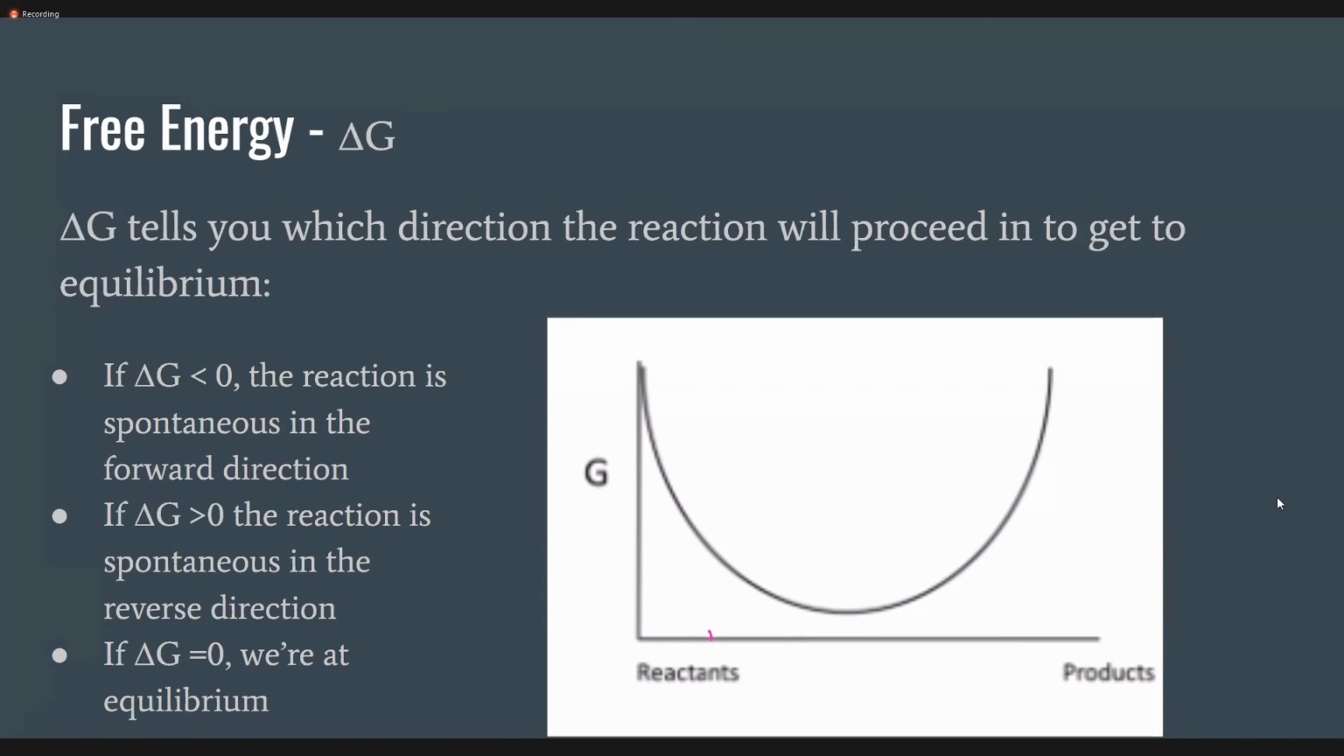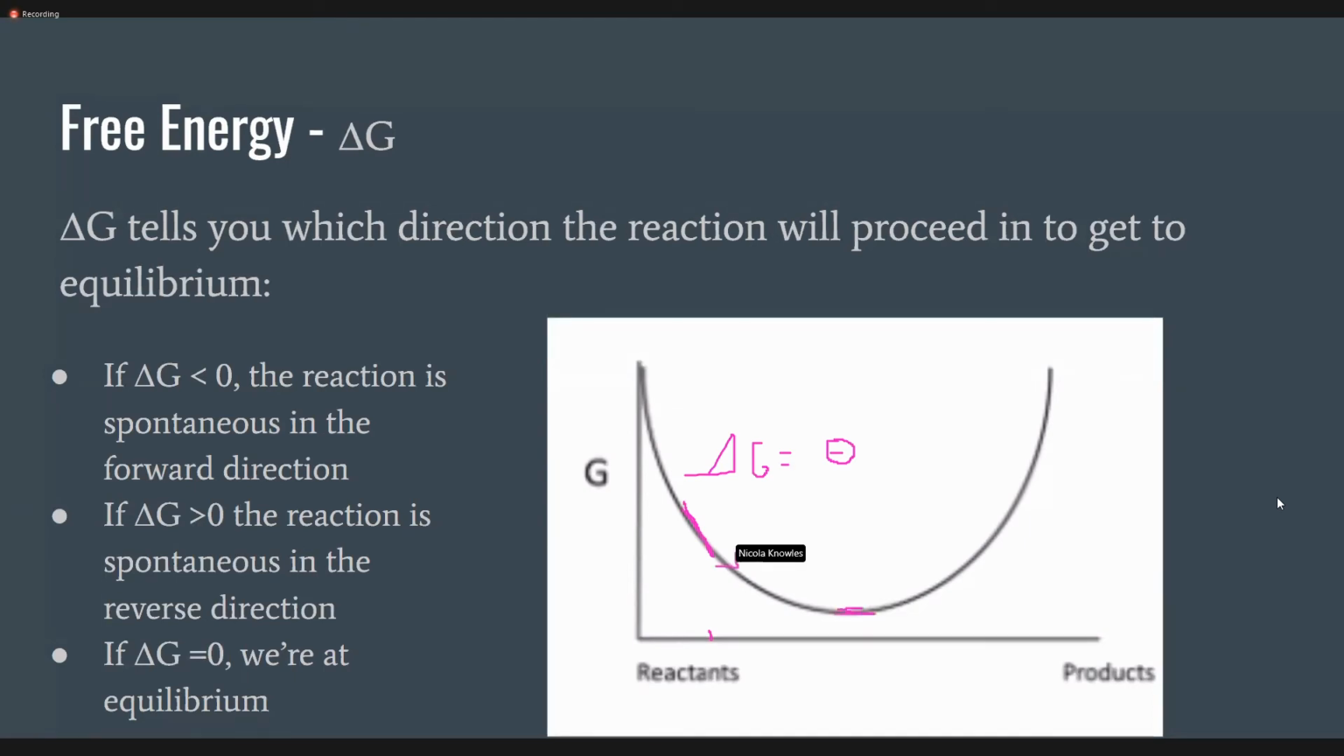This is a curve of G versus the reaction progress. So delta G is just going to be the slope of this curve. So here is delta G, and delta G here is negative. Like we said earlier, if delta G is negative, that means the reaction is going to be spontaneous in the forward direction, which means we have to move in the forward direction to equilibrium, which is over here.